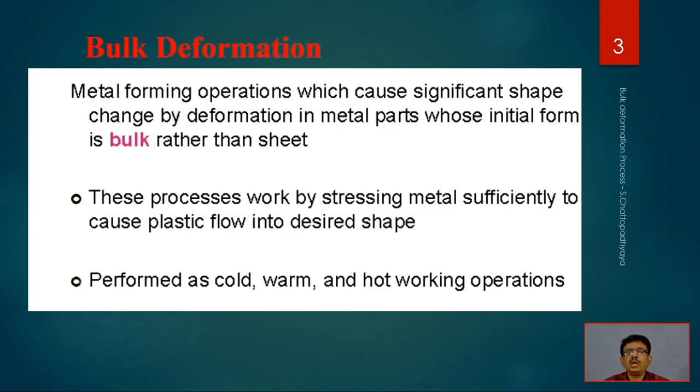So lowering of the yield strength takes place at elevated temperature, so that is why it is done hot. Then why not everything is hot? The reason is that cold working also in some cases has better surface finish, dimensional accuracy and strain hardening. And why is everything not cold working? The reason is that a huge amount of force will be required.